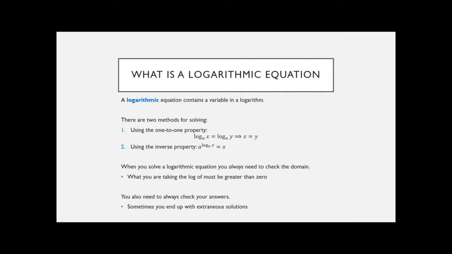Now, unlike when we're solving exponential equations, when we solve logarithmic equations, we always need to check the domain, because whatever's inside the log has to be greater than 0. So you have to make sure that whatever answers you get don't make the log negative or 0. And then you also need to generally check your answers, because sometimes you end up with extraneous solutions, or extra solutions that are not actual solutions to the problem.